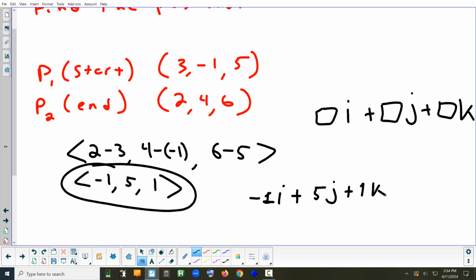I thought k's were only for 3D. Are we doing a 3D one? Yep, that's 3D. Oh, okay. Because that's x, y, and z in the coordinate. Yep. And there's the same answer as a unit vector. Okay. Any question on finding a position vector?